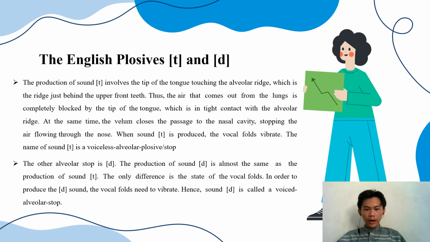The other alveolar stop is d. The production of the sound is almost the same as the production of t. The only difference is the state of the vocal folds. In the production of d, the vocal folds vibrate, and the sound is called voiced. Examples are down, body, and bridge.